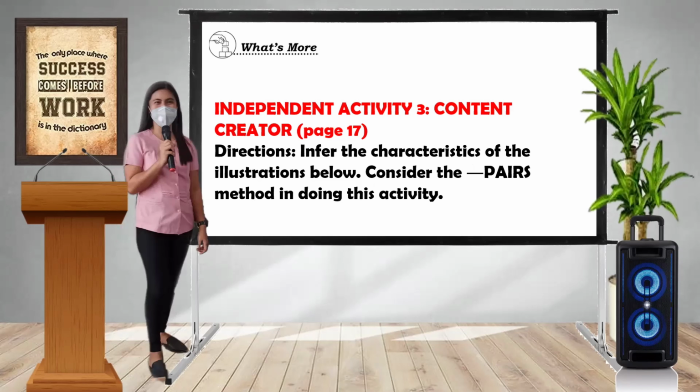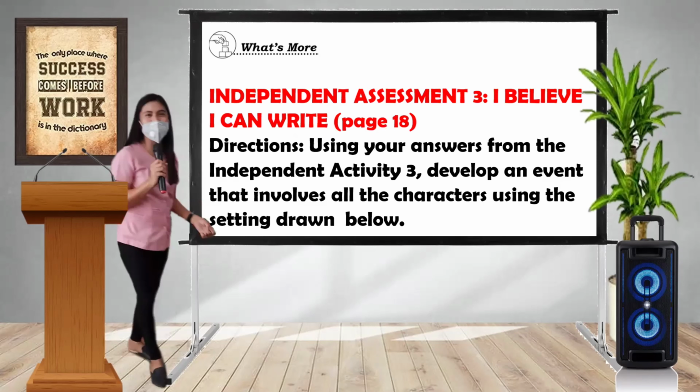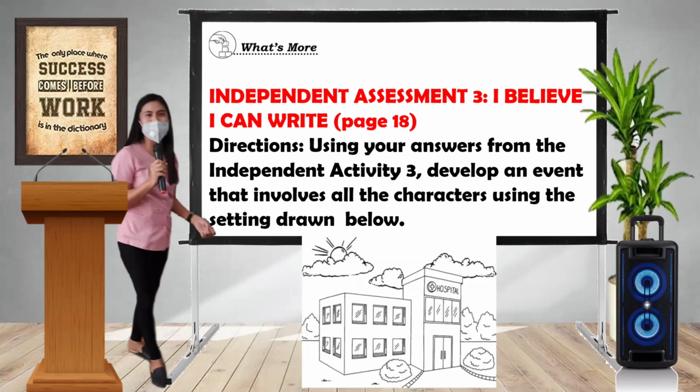Independent Activity 3. Content Creator on page 17. Directions. Infer the characteristics of the illustrations below. Consider the PAIRS method in doing this activity. Independent Assessment 3. I believe I can write on page 18. Directions. Using your answers from Independent Activity 3, develop an event that involves all the characters using the setting drawn below.